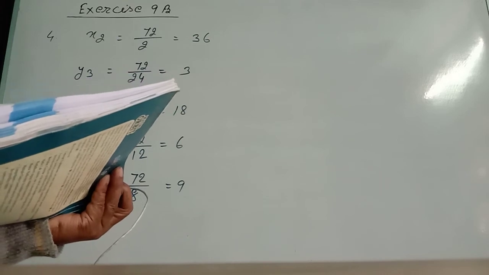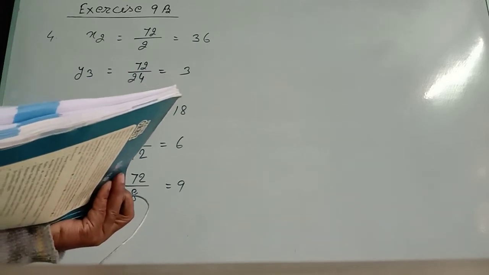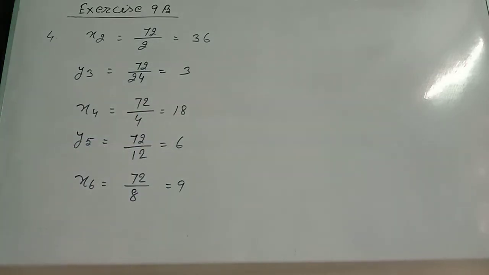y5 equal to 72 by 12 equal to 6. x6 equal to 72 by 8 equal to 9. So these are the values of these unknown variables.